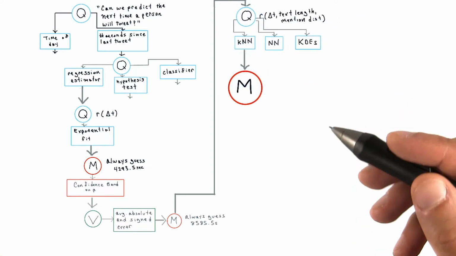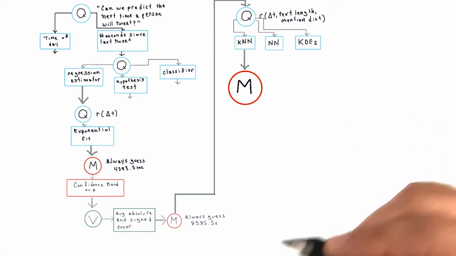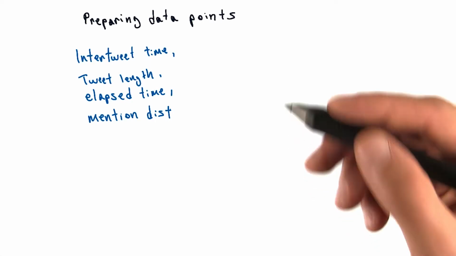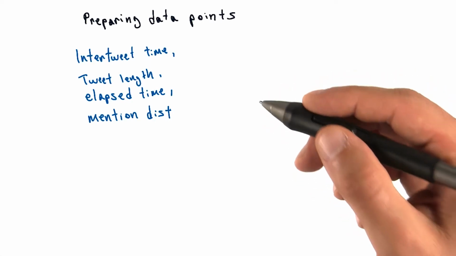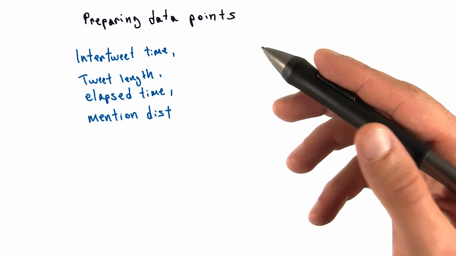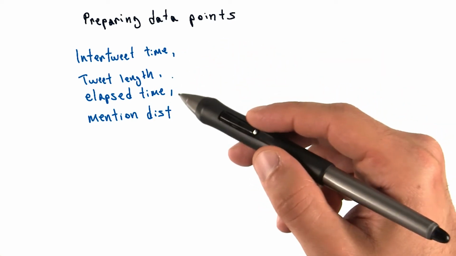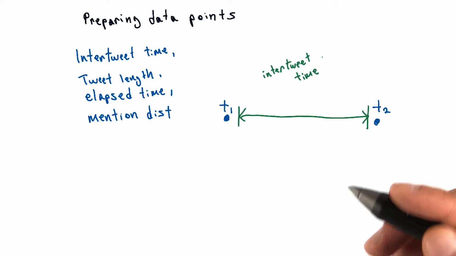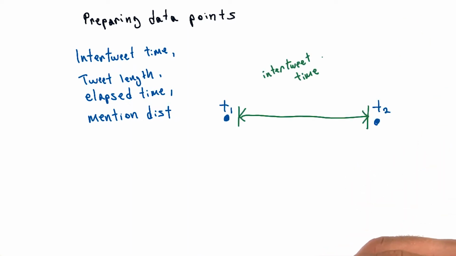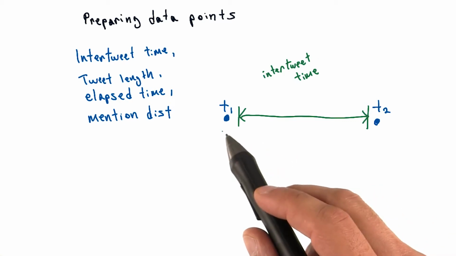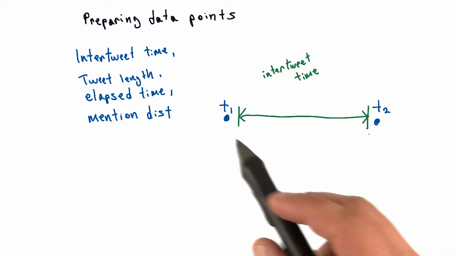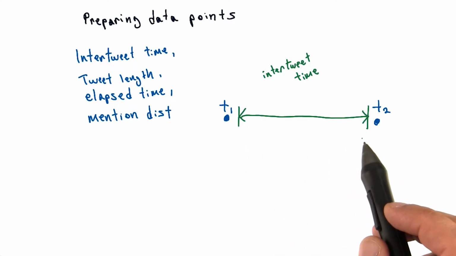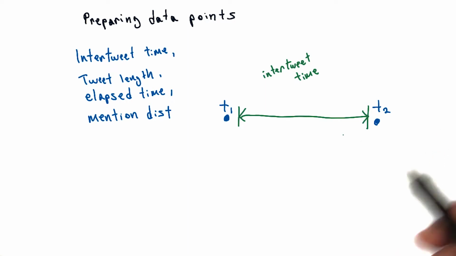Before we jump into fitting our k-nearest neighbors model, let's talk briefly about preparing our data points. So let's talk briefly about how we collect a series of training points that contain intertweet time, tweet length, elapsed time, and mention distance. So recall in the original dataset, we're given points such as T1 and T2, representing two succeeding tweets. The amount of time taken between them is considered the intertweet time.